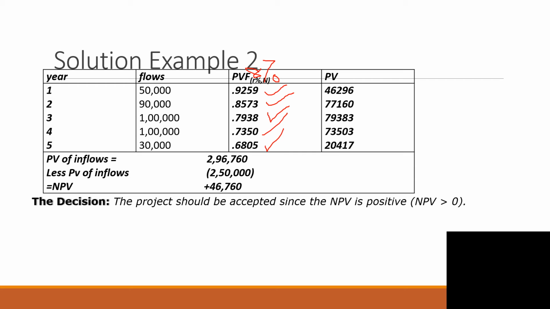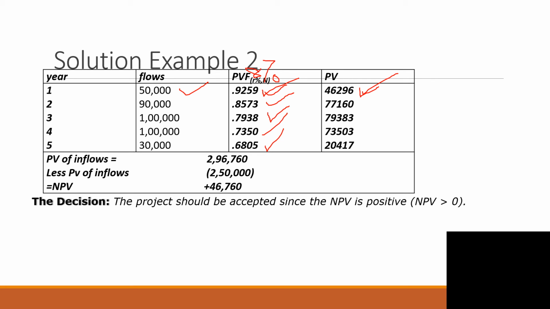If you go to the channel, you can find the video titled Present Value and Future Value of Single Cash Flows. You can find how present value is calculated. Then multiplying this with this, we get this. These are the present values.